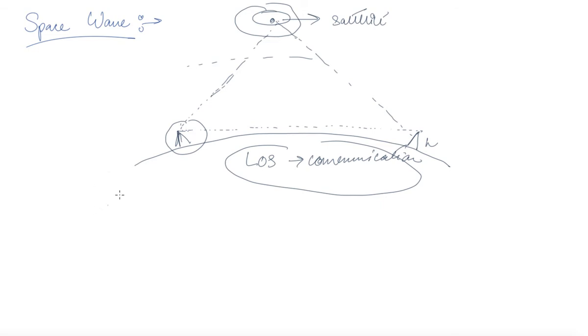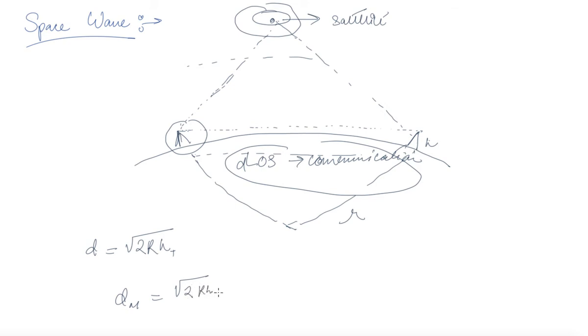Say suppose you know this distance d. This is the radius of Earth, and this is the distance d, and this is the height h. So the distance d is given by root over of 2 r into ht. Therefore the maximum distance dm is given by root over of 2 r ht plus root over of 2 r hr.